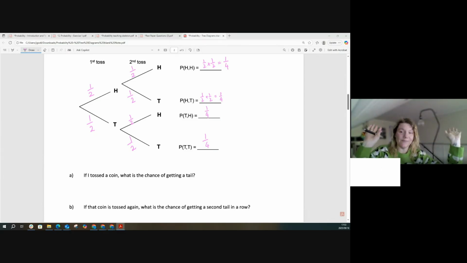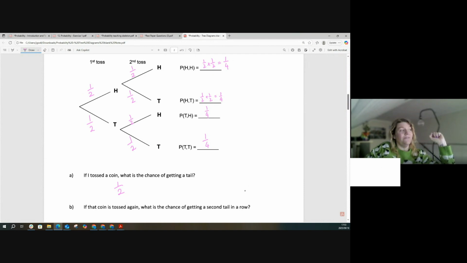Any coin, just toss it up. Except Abu's coins, none of Abu's coins. Yeah, we have half a chance of getting a tail. Cool. So now we've tossed that one coin and we got a tail. If that coin is tossed again, what is the chance of getting a second tail in a row?